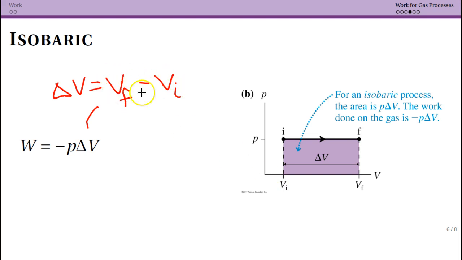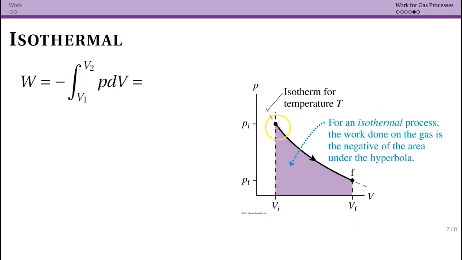So make sure that you're getting your subtraction right and actually getting your sign right here. That's really important. But for an isobaric process, you don't actually need to do any integration. You can just multiply. Isothermal processes, we still get to do an integral, but note that now both your pressure and your volume is changing.